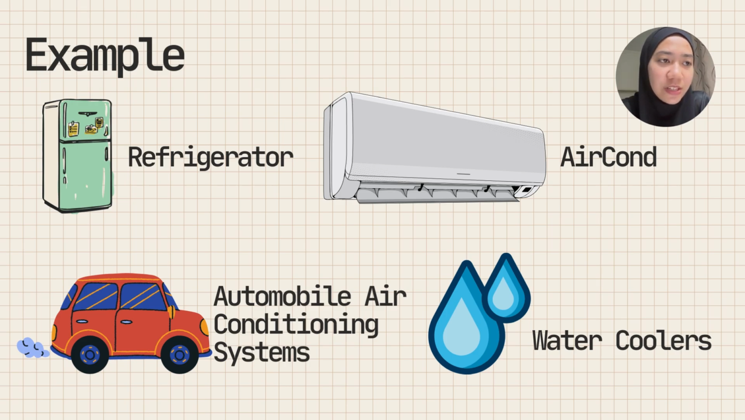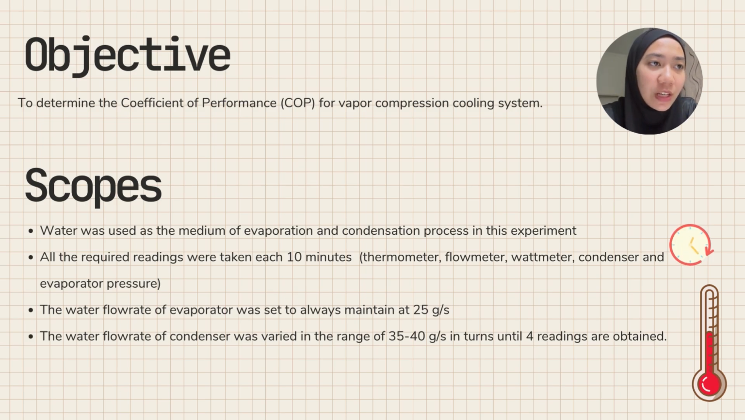These are examples that we can find in our daily life, which are the refrigerator, the aircon, the automobile air conditioning system, and the water coolers. The objective of this experiment is to determine the coefficient of performance, COP, for a vapor compression cooling system.